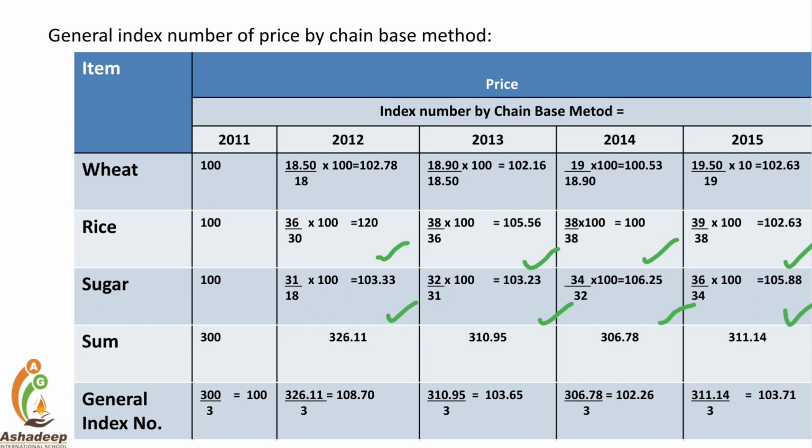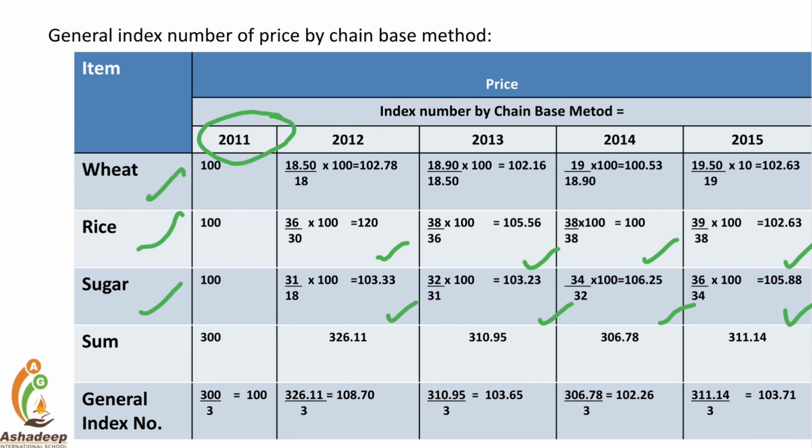Now students, these all are the individual values, and this is the individual index number. For example, the index number for 2013 of wheat is 102.16. But we want to find it per year. We want to find the general index number. In 2011, if we are using 3 items, that is wheat, rice and sugar, what is the general index number?